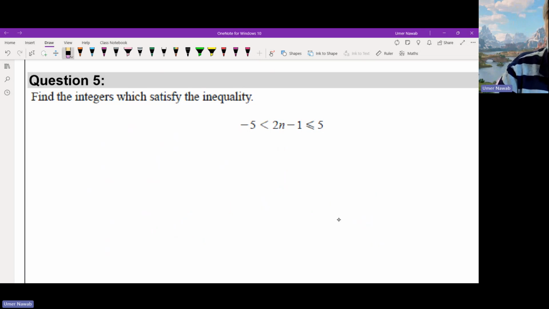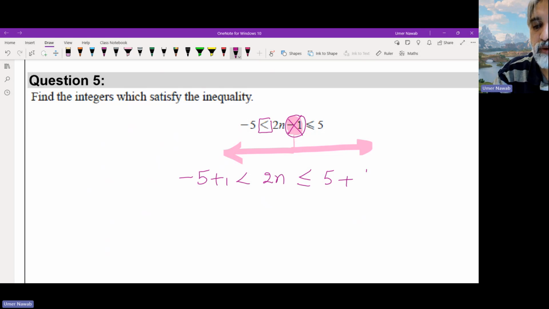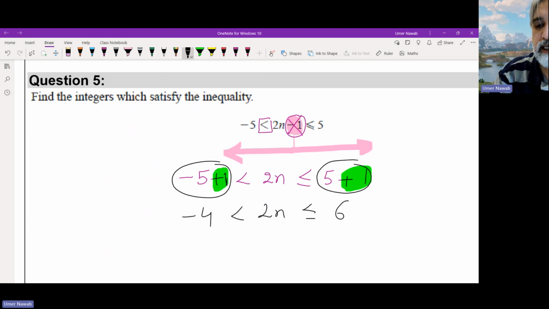It's very simple. First of all, this minus 1 in the sandwich inequality will go to the left and also go to the right. What is the opposite of minus 1? The opposite of minus 1 is plus 1. So I will write minus 5 plus 1, copy the same sign of the inequality. Minus 1 is gone, so just 2n is left, less than or equal to 5 plus 1. So I copied plus 1 here and I write plus 1 here. Now, as you can see, minus 5 plus 1 is negative 4, less than 2n, less than or equal to 5 plus 1, which is 6.